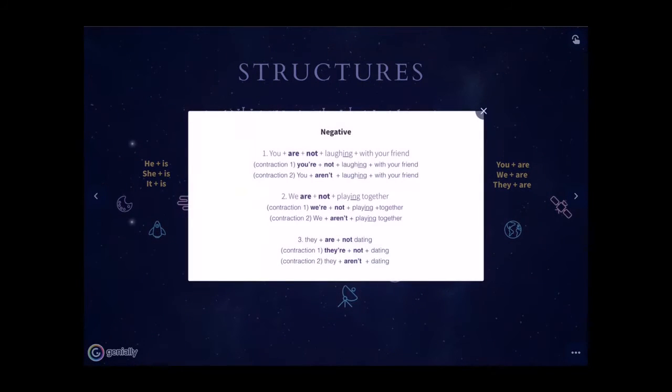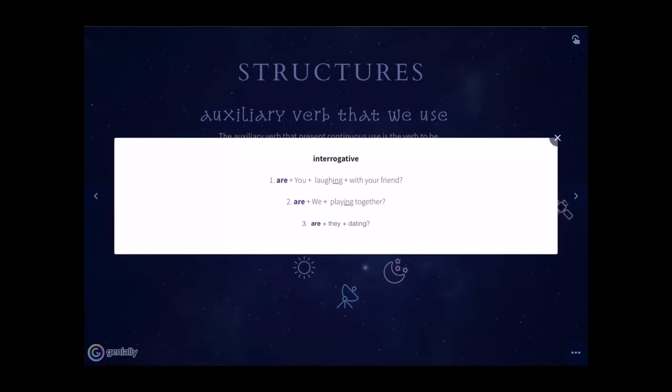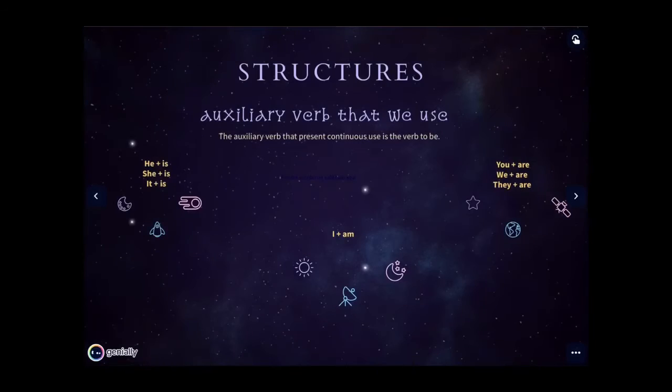For the interrogative, we again move the verb be before the subject, and it goes like are you, are we, or are they, then the verb: laughing, playing, dating. This is the interrogative sentence. It's very easy.